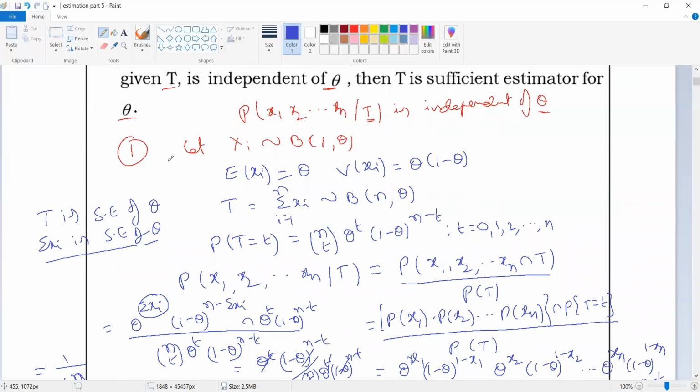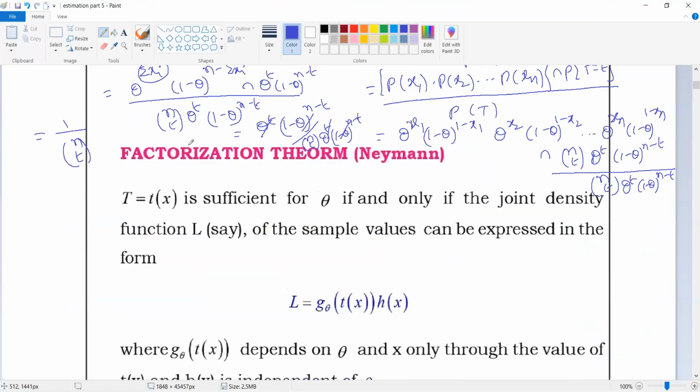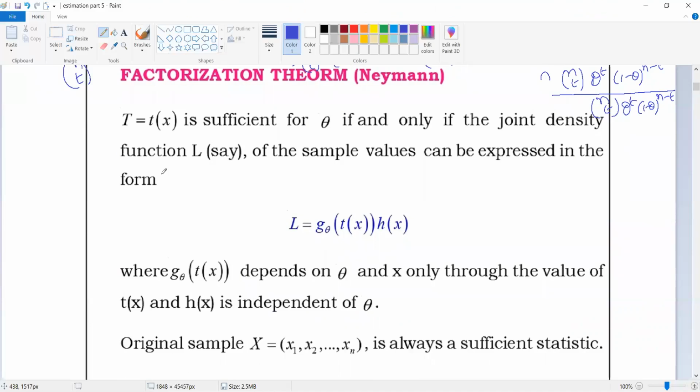So using this technique or definition, we can easily identify the sufficient estimators. But it's very typical and takes more time. So in this situation, Neyman developed the factorization theorem. The mathematician Neyman identified the factorization theorem. The factorization theorem is a very simple theorem. Using this factorization theorem, we can easily identify the sufficient estimators.